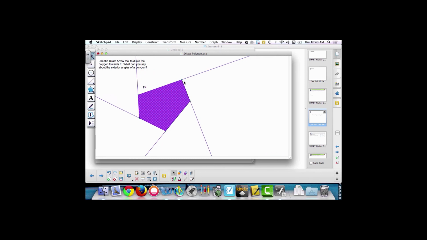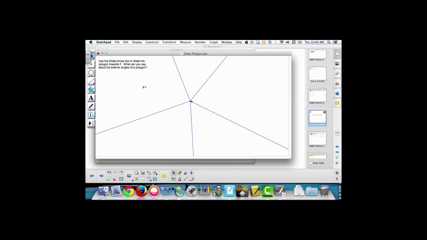So I want you to watch what happens with my exterior angles as I make this polygon smaller and smaller and smaller, and finally I make it a single dot. What do all of these angles, these exterior angles of that polygon, add up to? Think about going around in a circle.